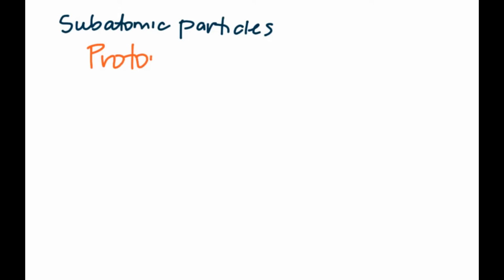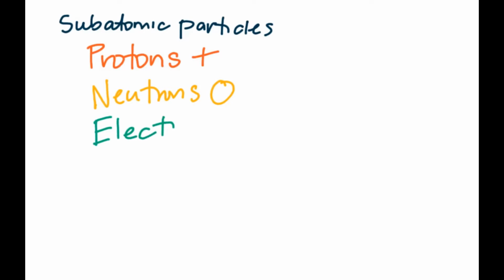So let's look a little closer at atoms. Atoms are going to be composed of what we call subatomic particles. Okay, and so these are smaller than an atom. There are going to be 3 different kinds. We have protons, which are going to be positively charged. We have neutrons, which are neutral, so I'm going to put 0 because they don't have any charge. And we have electrons, which are going to have a negative charge.